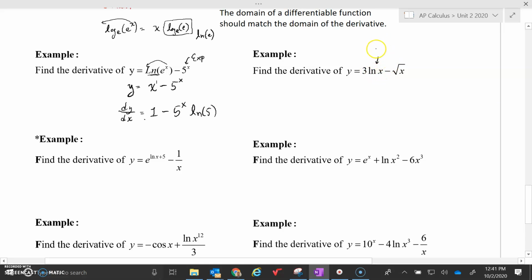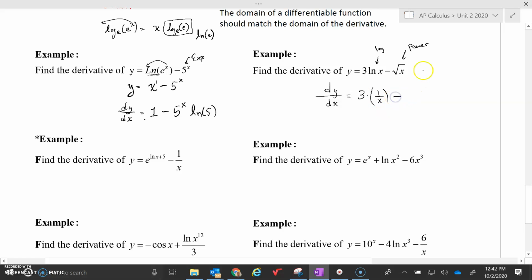Let's do the next one. The next one, we have a natural log problem, and also we have a power function. So we're going to have to use two different rules in this one problem. So dy dx equals 3 times 1 over x. I typically would not write that. I would typically just write 3 over x.